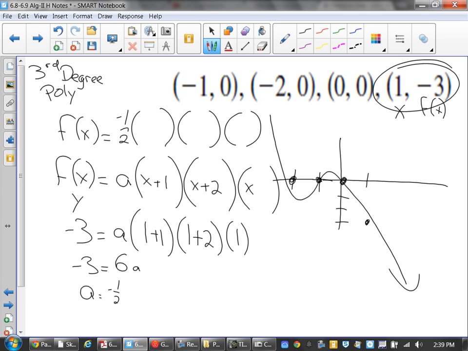When you're rewriting the equation for this one, could you put 1/2 x and then x plus 1? Yes, if you wanted to, that's fine. If you want to leave it unsimplified as just x plus 1, x plus 2, and an x, that's fine as well. Okay. And you're done.